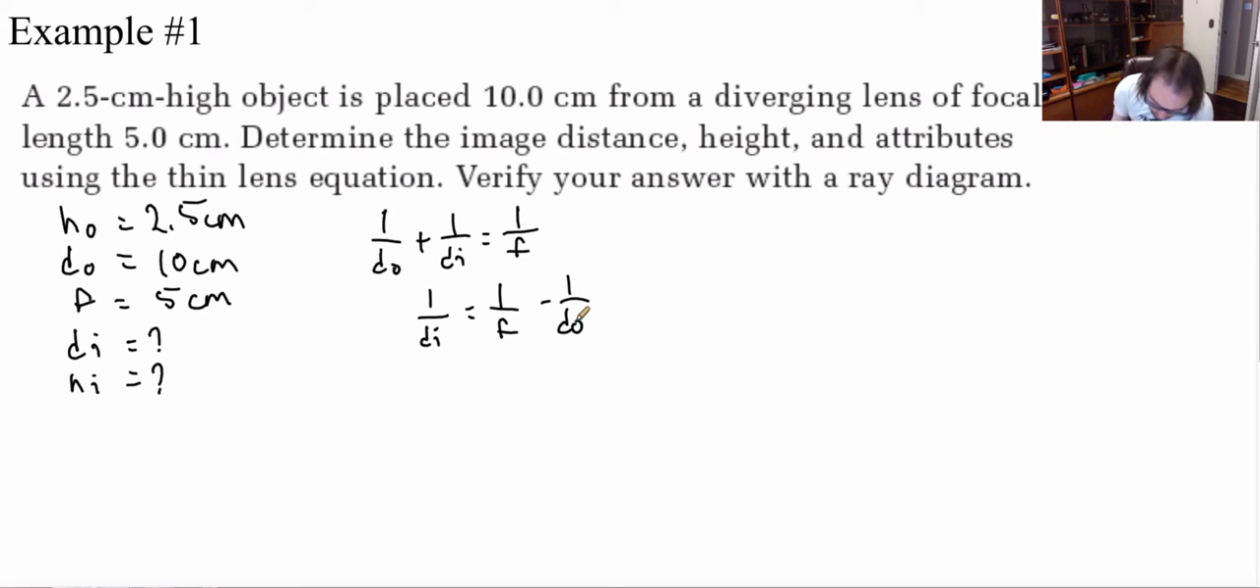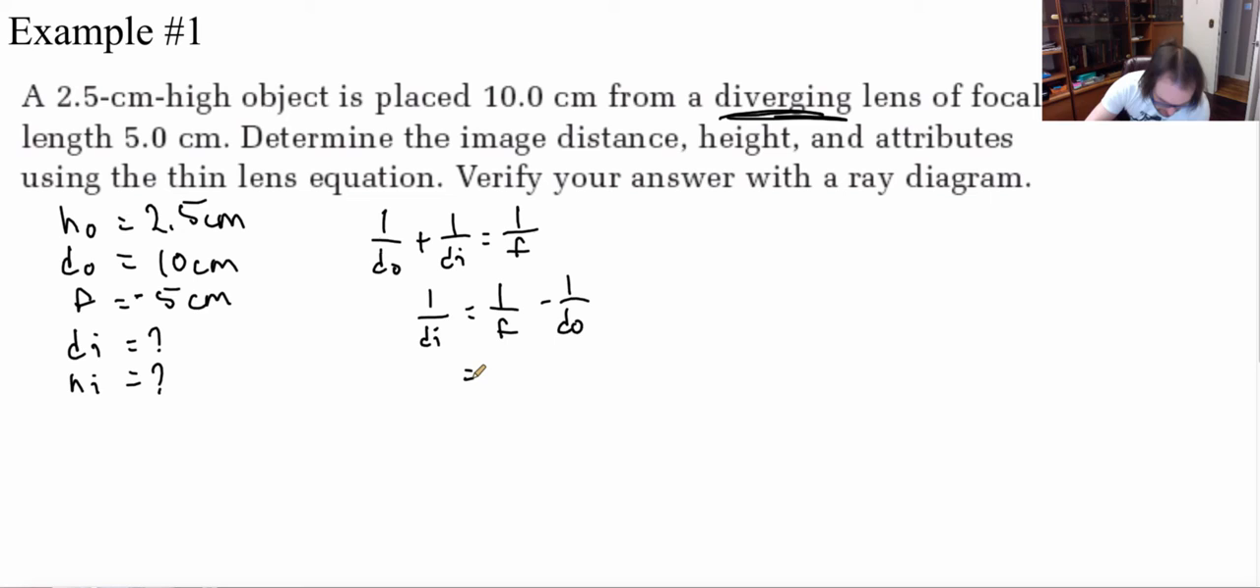One thing here. What kind of lens is this for my focal length? This is diverging, so that means my focal length must be negative because when it's diverging, my focus is going to be on the same side. So it's negative.